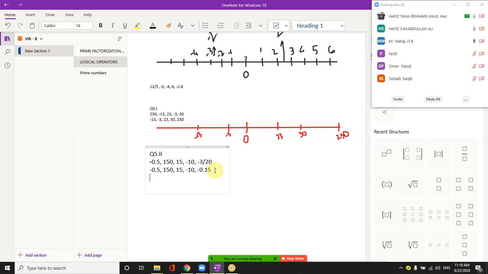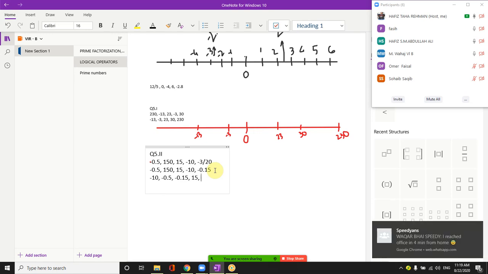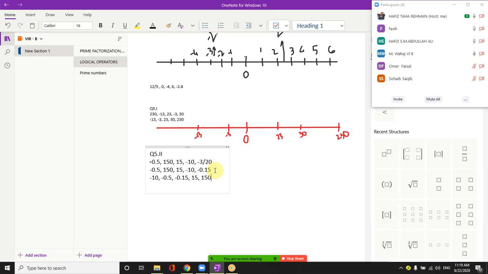Minus 10. Very good. Next value? Minus 0.5. Very good. Next value? Minus 0.15. Very good. Next value? 15. And the greatest value is 150. Got it? Then 320. Got it?